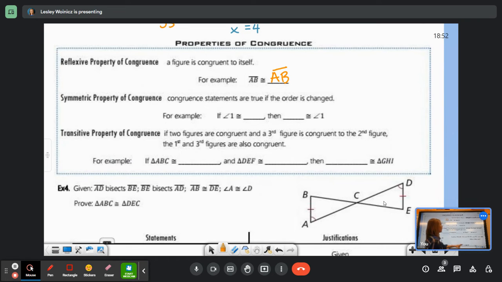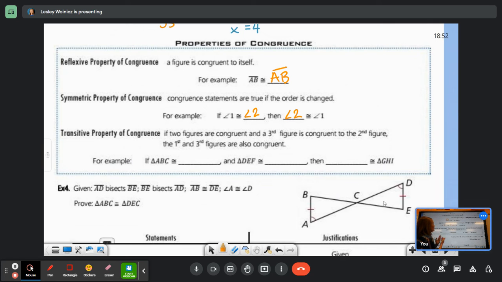Well, duh. Okay, symmetric property of congruence. The congruent statements are true even if the order is changed, if it's flip-flopped. For example, if angle 1 is congruent to angle 2, then we know that angle 2 is congruent to angle 1. Well, duh.